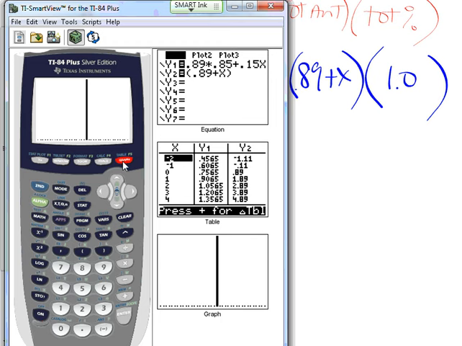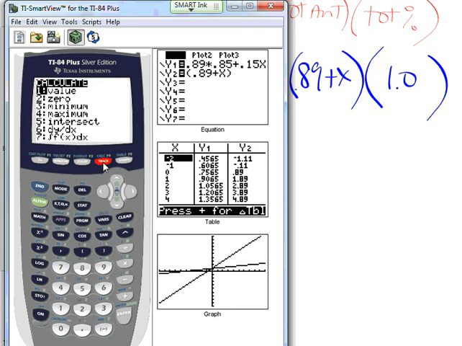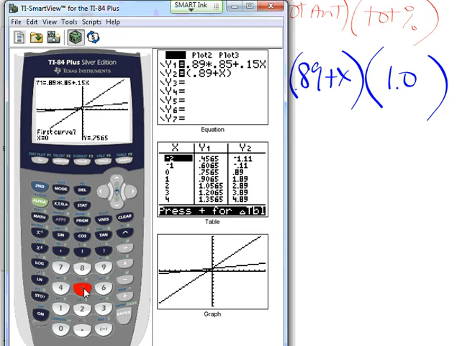Don't see anything. So I'm going to hit zoom 6. That brings me back to a normal zoom. Let's see if I see the graphs now. Ooh, I see one line. Ooh, I see the other line. They crossed. Yay. So I can go second, calculate, intersect, number 5. And just go enter, enter, enter. It's super simple on intersecting lines.